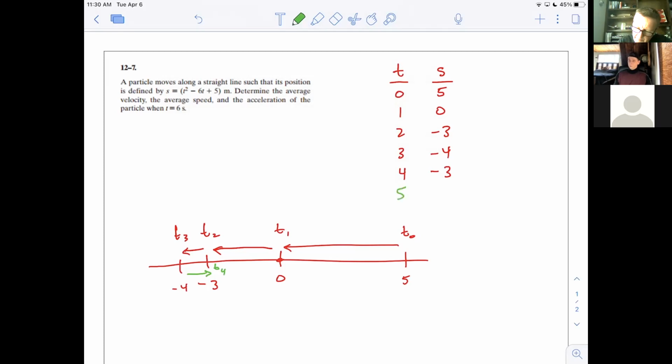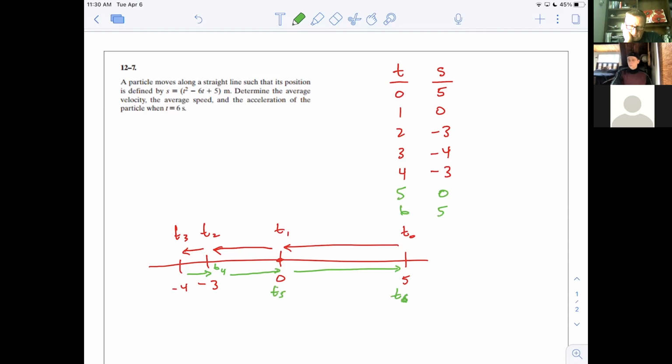And then at time 5, I throw a 5 in there and I get 0, which means it got back to here again at time 5. And then I put 6 in and it's actually right back at 5 again.